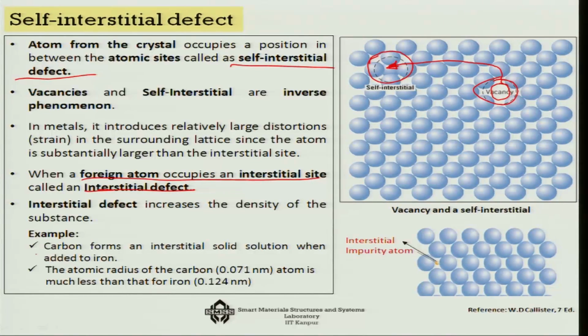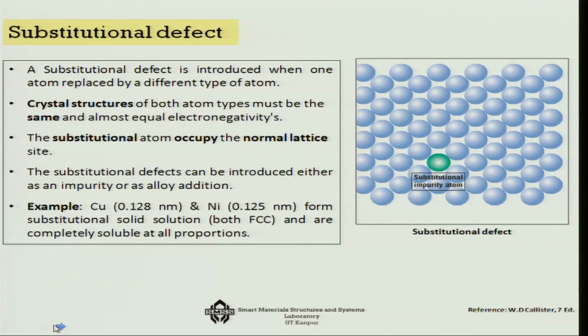There are some examples, like carbon forms an interstitial solid solution when it is added to iron. The atomic radius of carbon is only 0.071 nanometer, which is much less than that for iron, which is 0.124 nanometer. So, there is plenty of space in between the iron atoms, where this 0.071 nanometer carbon atom can go and push itself inside. The moment this happens, it generates a stress on all the neighboring iron atoms, and that significantly changes the material properties of the system.